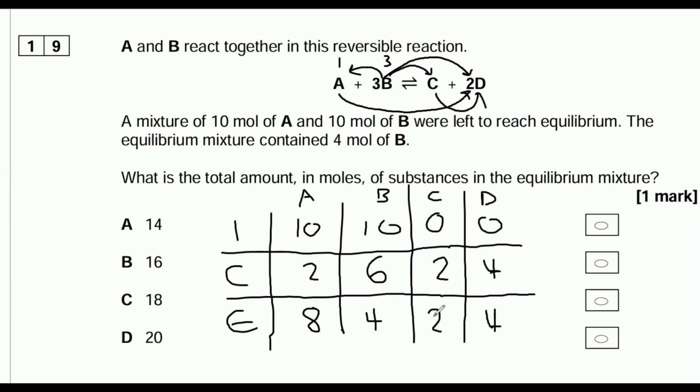Now we just have to add up the total amount of moles in the equilibrium mixture. So we've got 8 of A, 4 of B, that's 12, 2 of C, that's 14, 4 of D, that's 18. The answer is C.